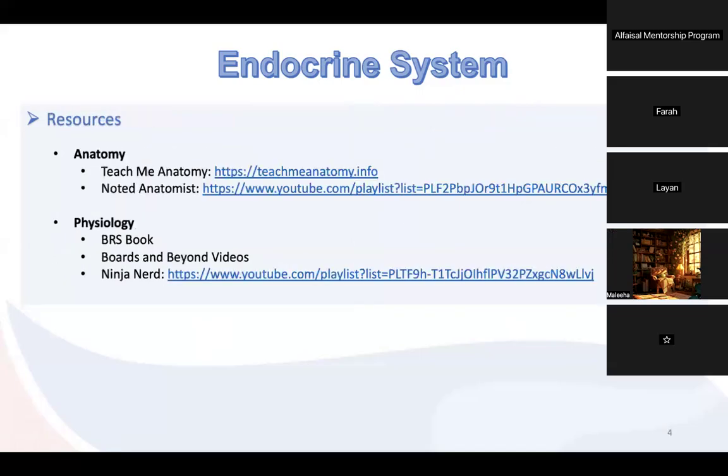Now, these are some resources that you can use for your endocrine block. Of course, your lectures should be your main focus. Some people like to, for example, study from books first and then go to lectures. It's up to you. You have to find what suits you better. But these are some resources that can help you.